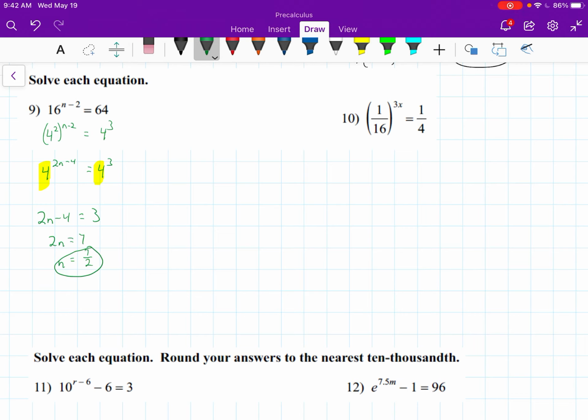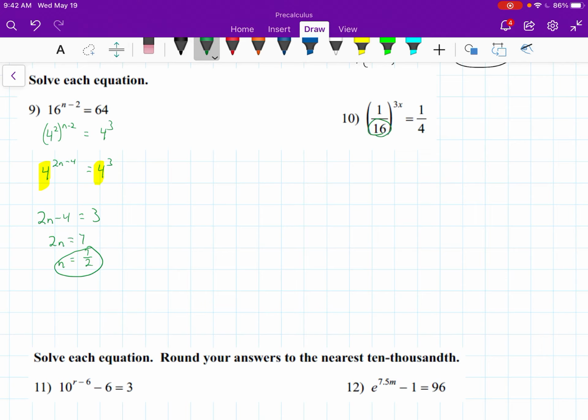Over to number 10. Once again, both of these have to do with 4 and 2. We could go to either one of them. And there's actually a couple of different ways to even do that. I'm going to do it one way just to remind us of negative exponents.